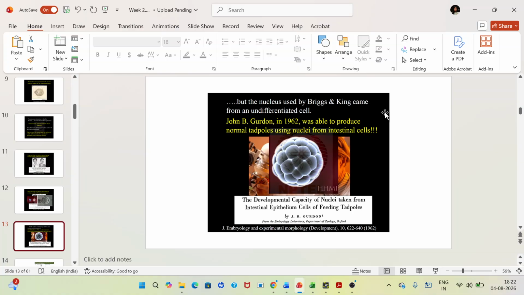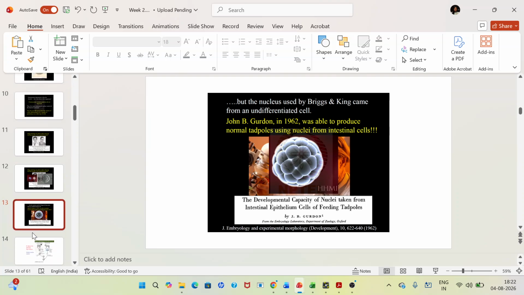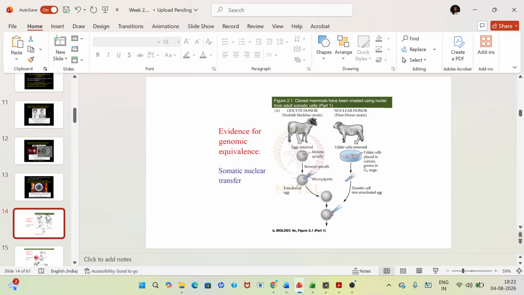That's okay. So the developmental capacity of nuclei taken from intestinal epithelium cells of the feeding tadpole also showed that they had all of the information, so it could lead to development inside the embryo. Okay, so this was what they did just to show that the nucleus has all the information. Every cell has all the information, and the nucleus of that cell can help in development inside any other cell also.